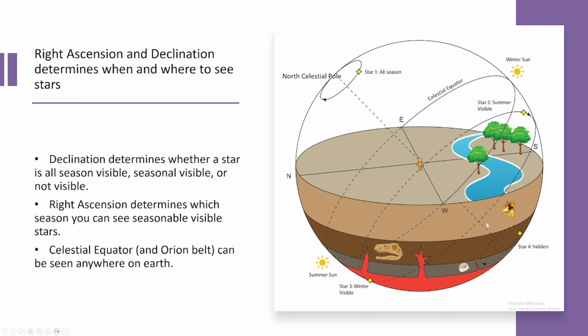And finally, if the declination of a star is too far south, then it cannot be visible no matter what season.